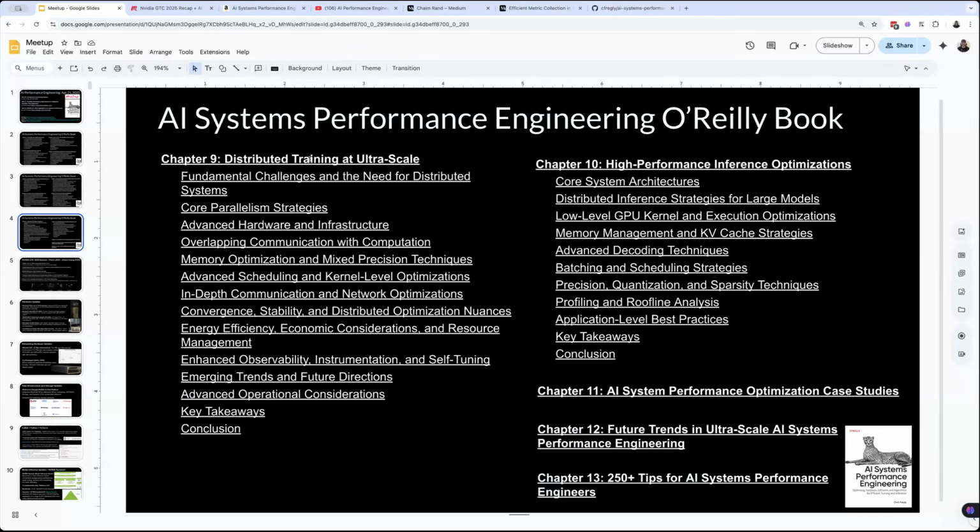Then chapter 11 is about case studies. These are real-world case studies, people who have documented work logs of how they've fixed performance issues. So that's a really fun chapter. Chapter 12 is kind of speculative future trends in these ultra scale systems, and what the AI systems performance engineer is going to look like going forward. Chapter 12 is really cool.